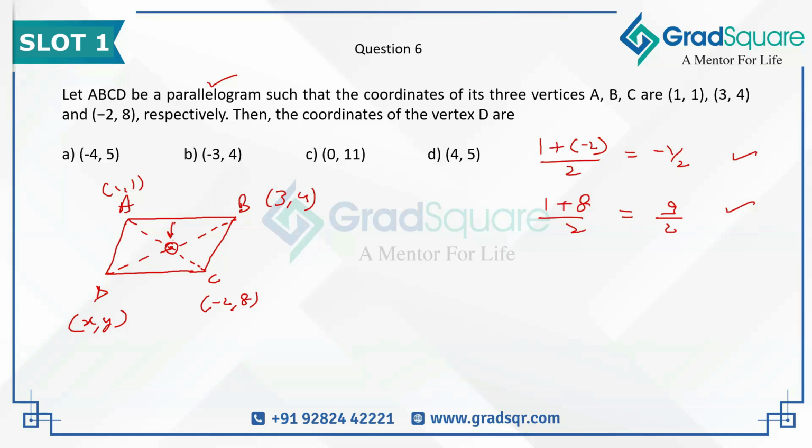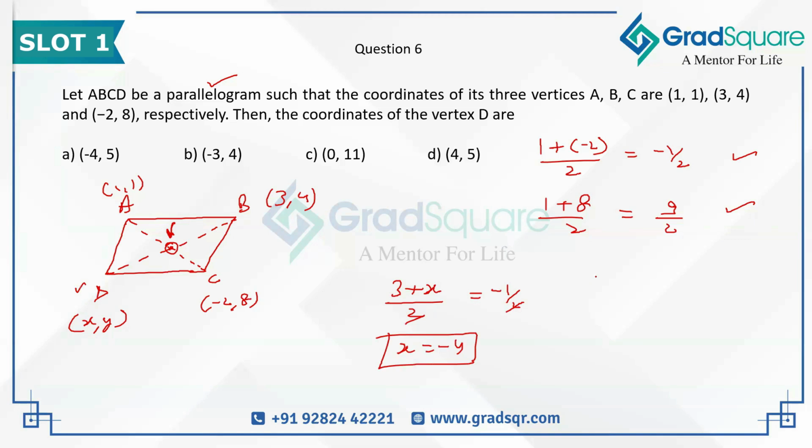Now, the center point of this should also have the same coordinate. What will the center point of DB be? It will be (3 plus x)/2. That value should be equal to -1/2. 2 will get cancelled out. X will turn out to be equal to -4. So X coordinate of this particular point D should be -4.